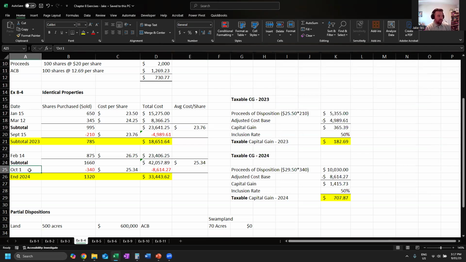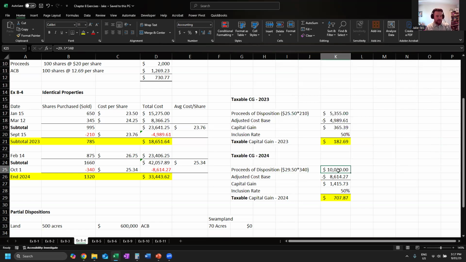So when we sell some more shares on October 1st, we sold 340 at an average cost of $25.43. That means we're reducing our cost by $8,614. That's how much of our cost went out the door. So that becomes the adjusted cost base of our next transaction.